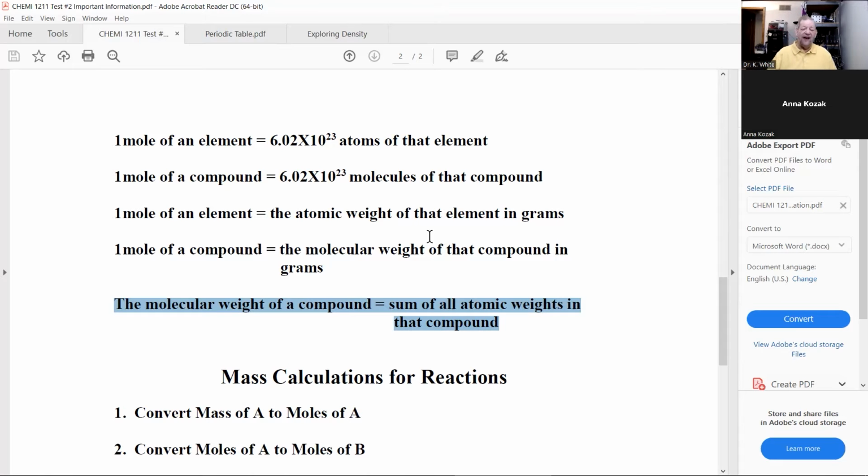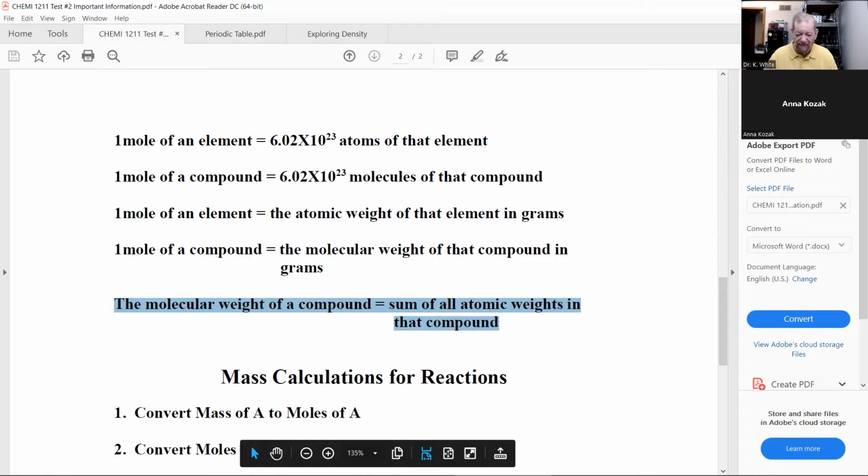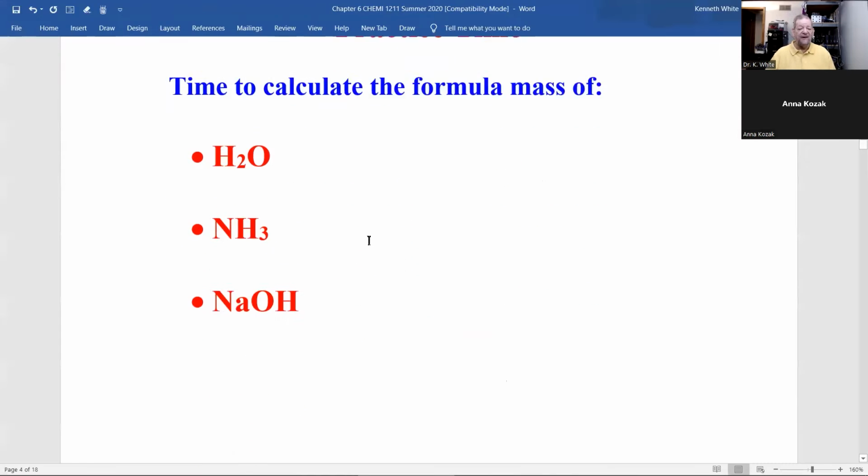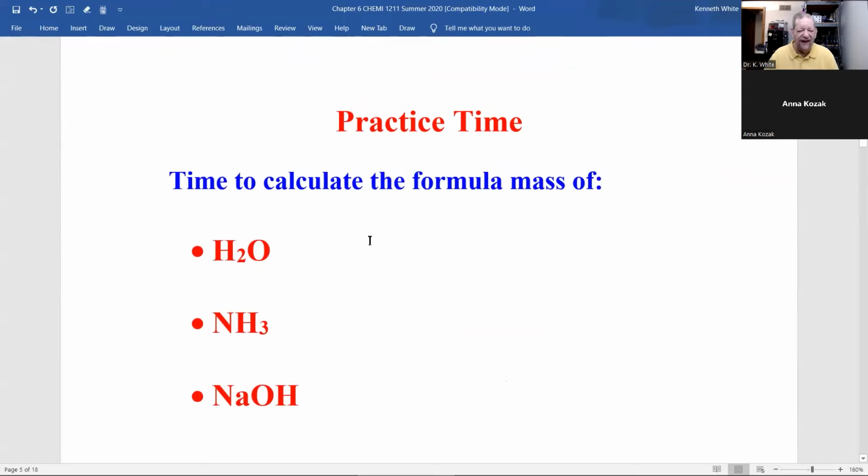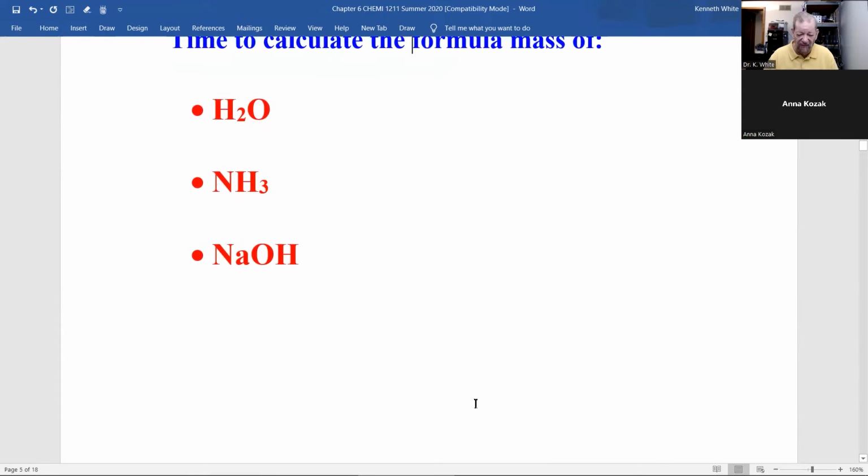So let's look at how you calculate molecular weight. Well, it's practice time. Let's calculate the formula mass, or as I'll say, the molecular weight, of water, ammonia, and sodium hydroxide. Well, how do you do that?